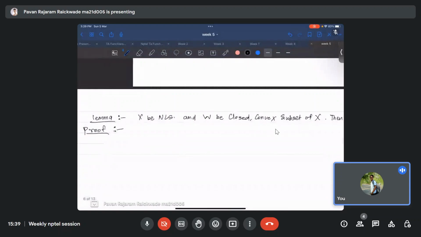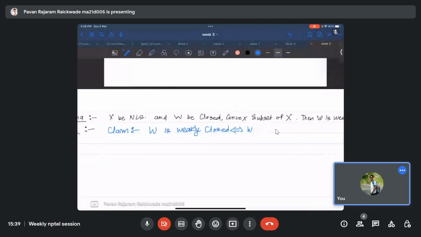So W is a norm closed and convex subset of X. So by the Hahn-Banach separation theorem, see what we want to show is that W is weakly closed, right? Or equivalently, the complement is weakly open.